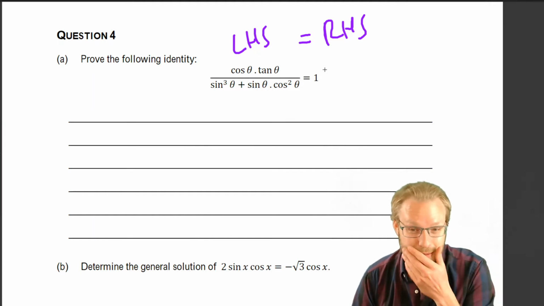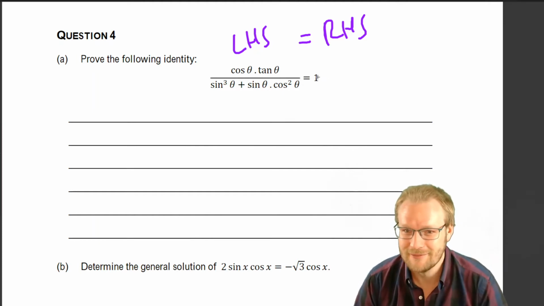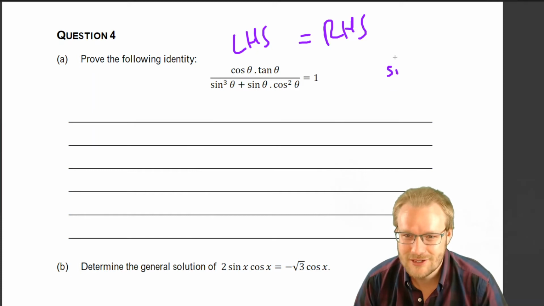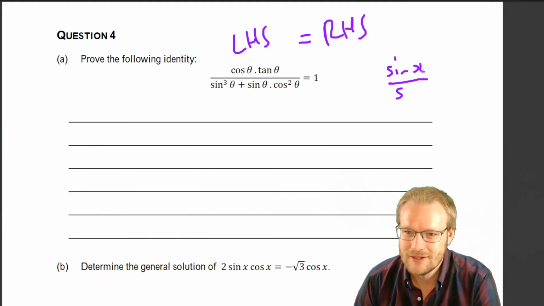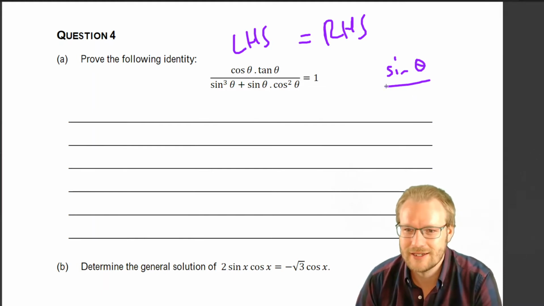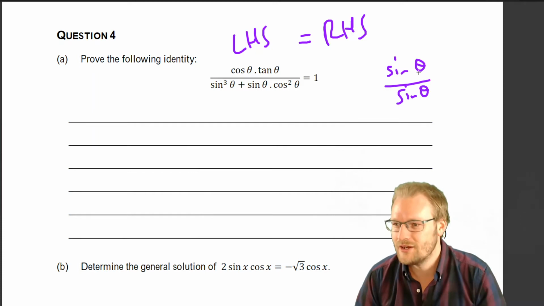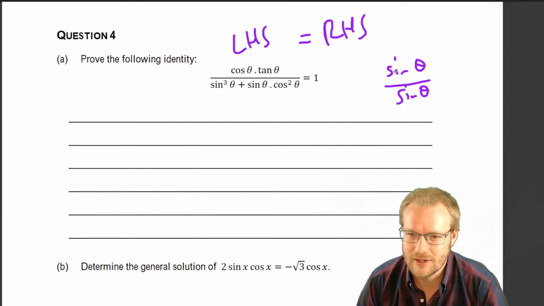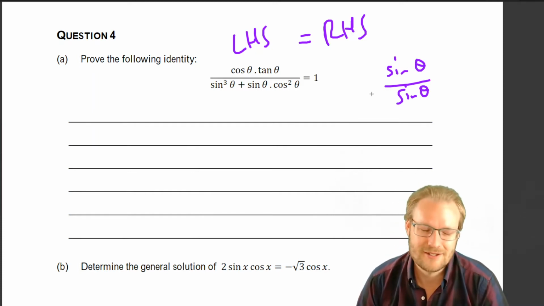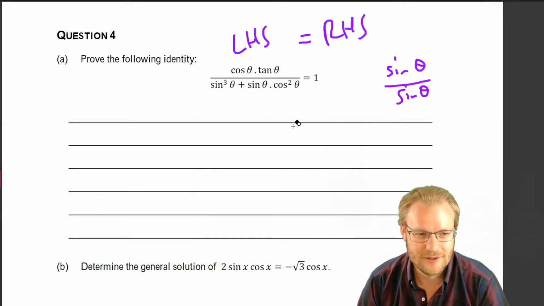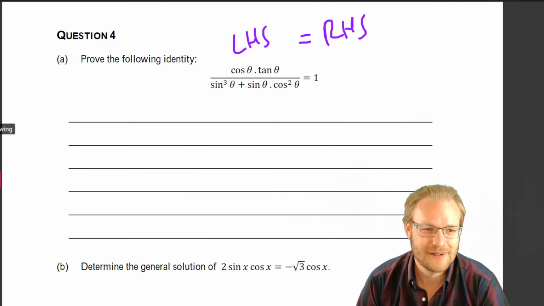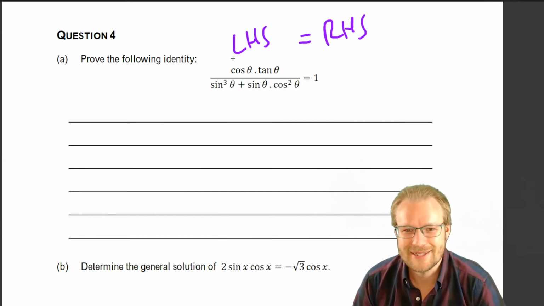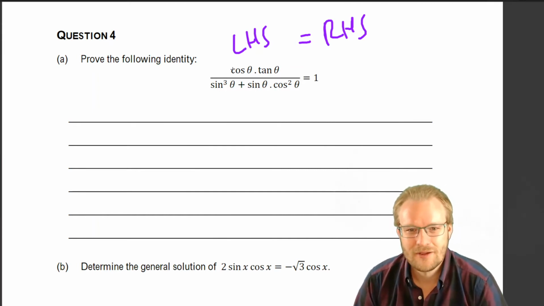I mean, it would be doable, but you'd maybe be saying, well, let's choose a trig ratio. Is it sine theta over sine theta? Oh, well, wouldn't it be interesting if we multiplied this? That's ludicrous, right? So let's simplify the left hand side.